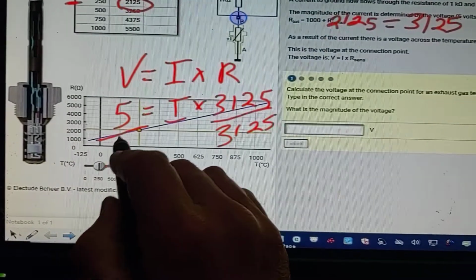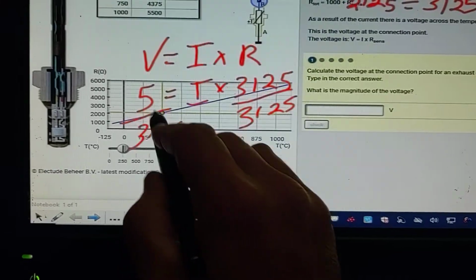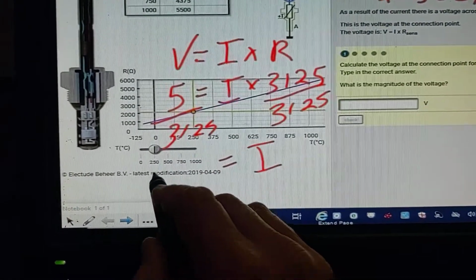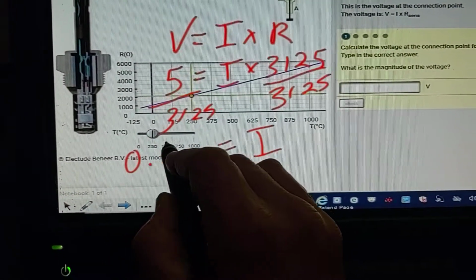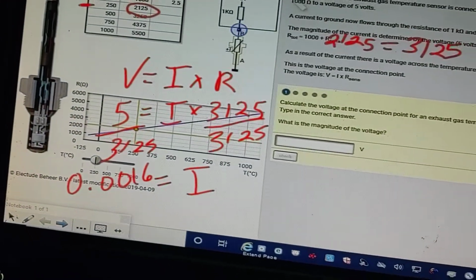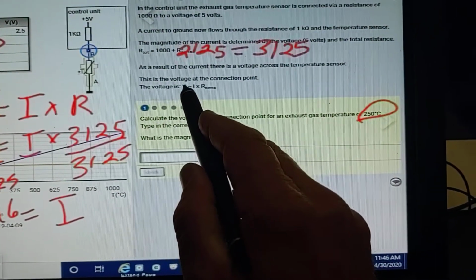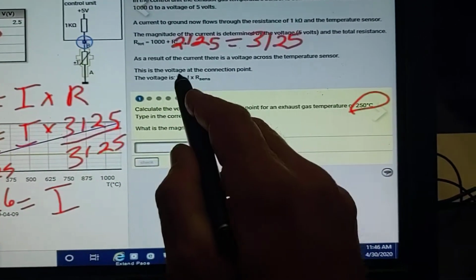So 5 divided by 3125 comes out to 0.0016 when you do the math on that. Of course, I just plugged that into the calculator. Then you can go back over here and determine what the voltage drop would be across the sensor.